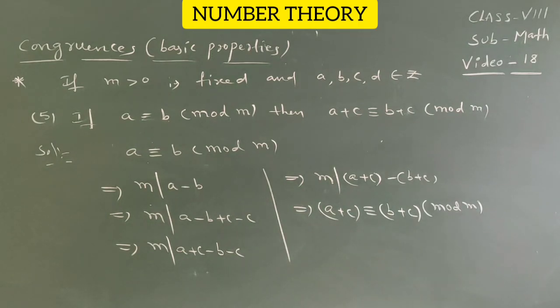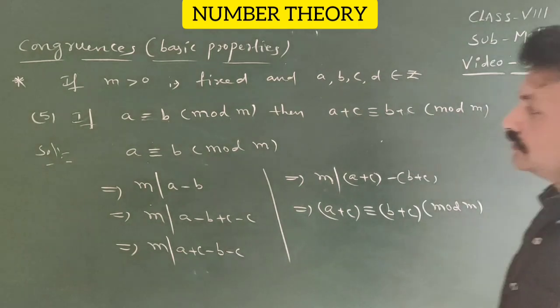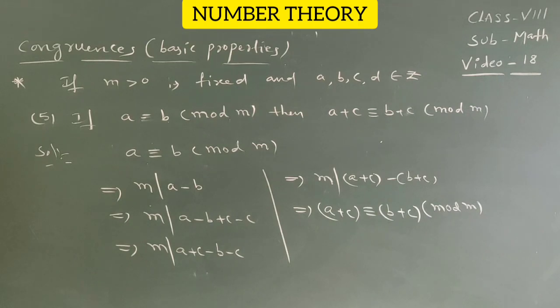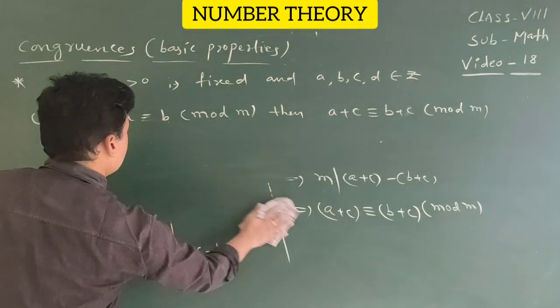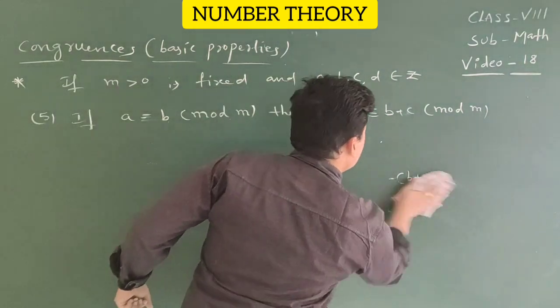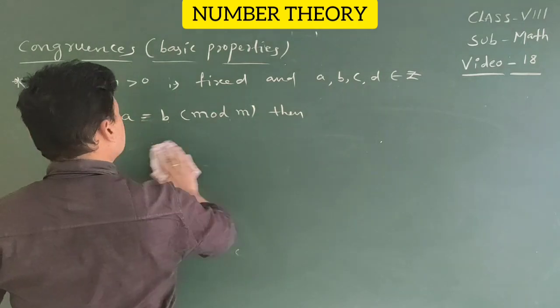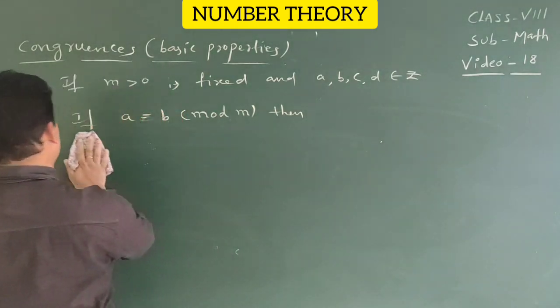Okay, next. These 4, 5, 6 properties are important for us. Now the next one.